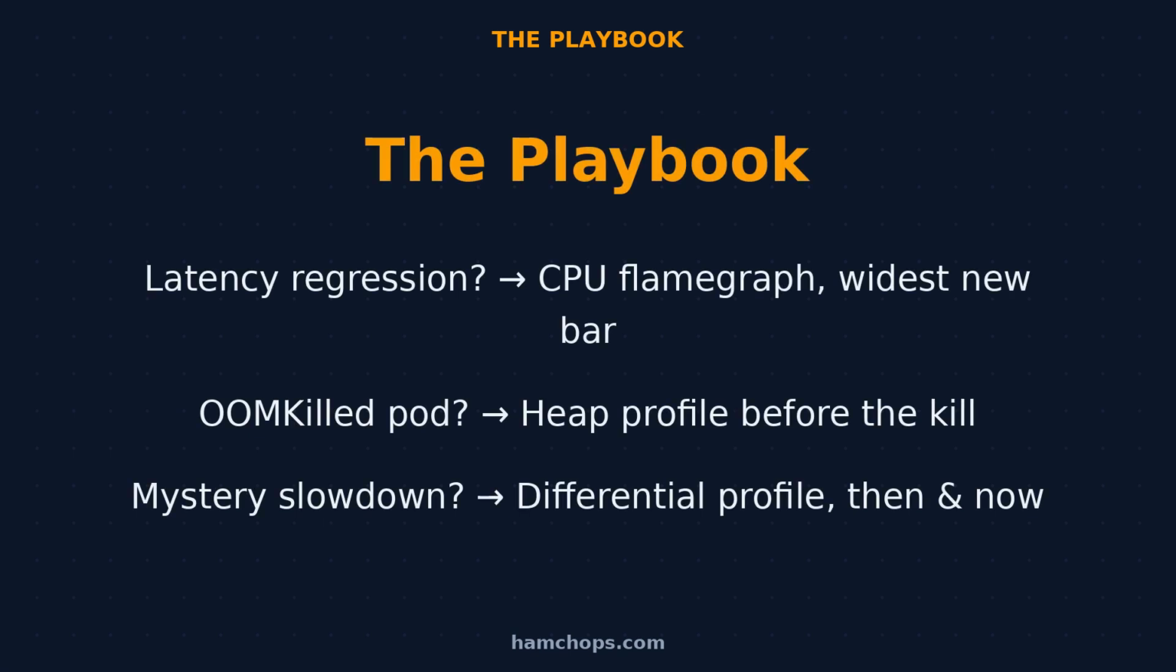So, the playbook. Latency regression after a deploy? CPU flame graph. Look for the widest bar that wasn't wide yesterday. OOM kill pod? Heap profile from a few minutes before the kill. Look for the function holding live memory. Mystery slowdown that comes and goes? Continuous profiling with differential view. Overlay this hour against last hour. Anything that got fatter is your suspect.